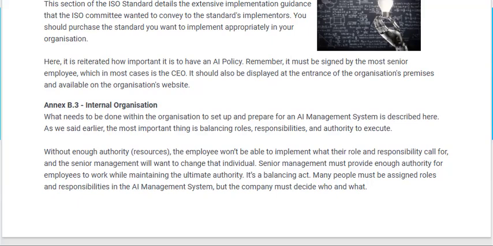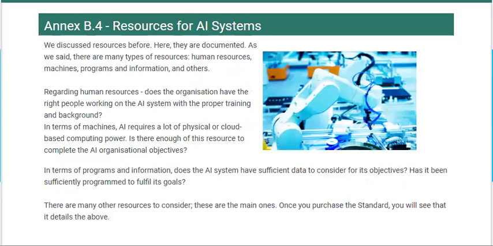Annex B.4 Resources for AI Systems. We discussed resources before. Here, they are documented. As we said, there are many types of resources: human resources, machines, programs and information, and others. Regarding human resources, does the organization have the right people working on the AI system with the proper training and background? In terms of machines, AI requires a lot of physical or cloud-based computing power.